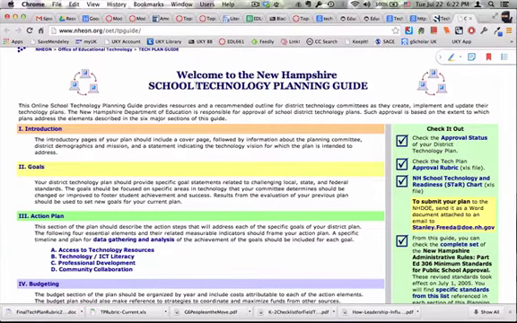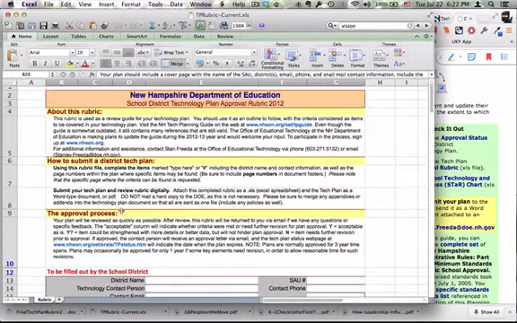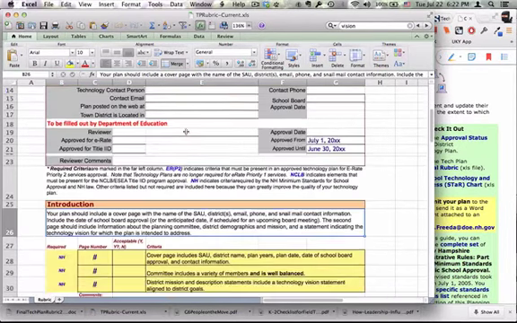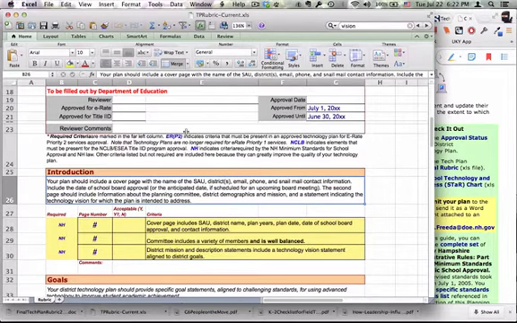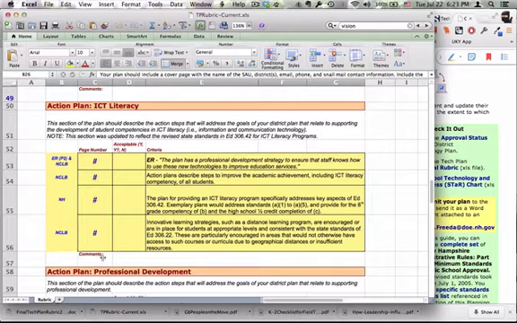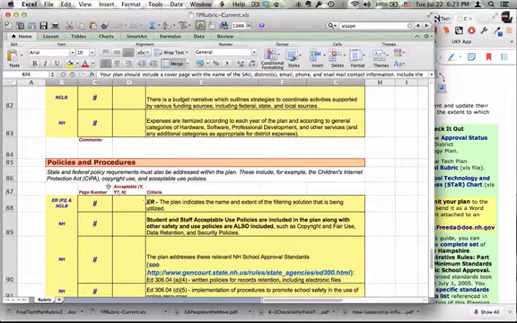The next one is coming from the New Hampshire School Technology Planning Guide, and it is right over here if you want to check out the rubric. I've got it here. It comes in an Excel form. It's pretty comprehensive. It's got tons of stuff in it. Now, this is at a district level, okay, so very big and overarching. Overall, it's filled with a lot of great content. It was created in 2012, so it's only 2 years old, so it's very relevant. But what it's missing, or I think it's missing, again, it's got the goals, it's got the action plan, it's got ICT literacy, professional development, community collaboration, data collection evaluation, and then policies and procedures.